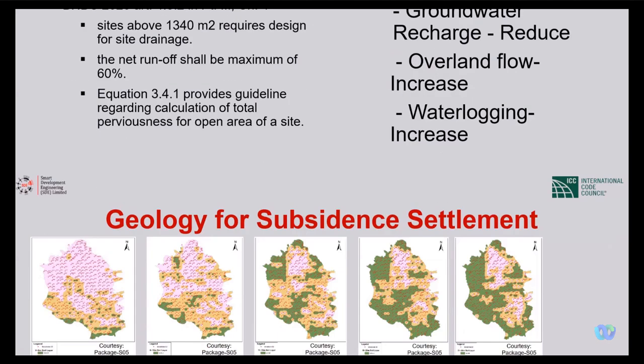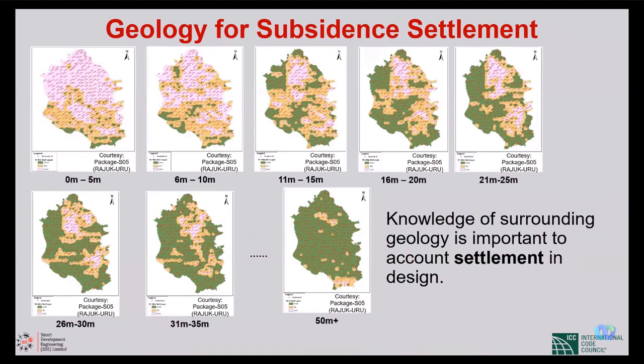That we should do. And here are some examples. I think you should kindly start now. Yeah, thank you. So as you can see, these are some maps from the same project of Raju Gas 5. So, geology for subsidence and settlement.